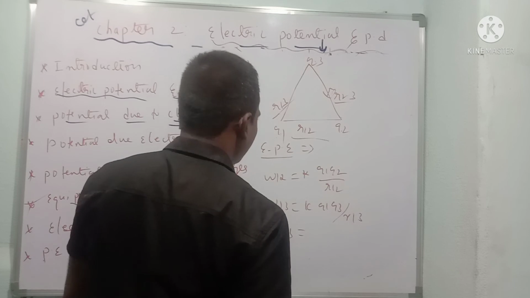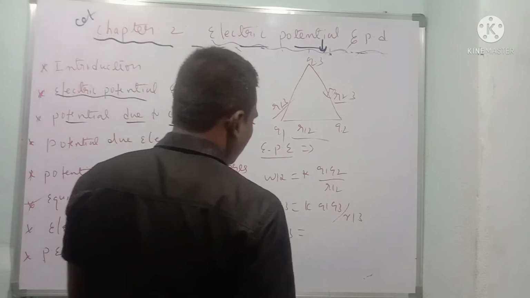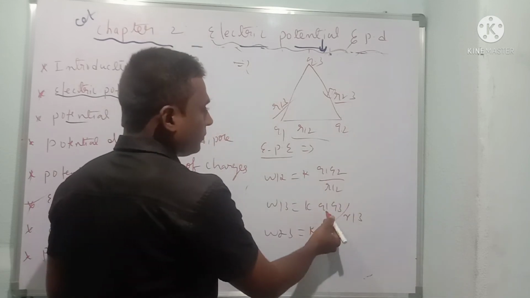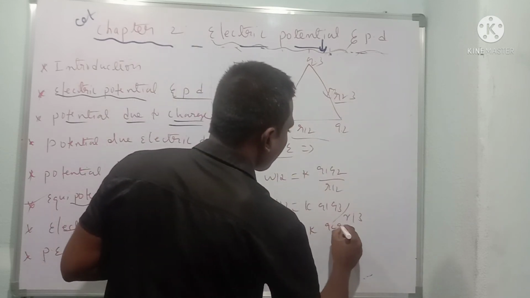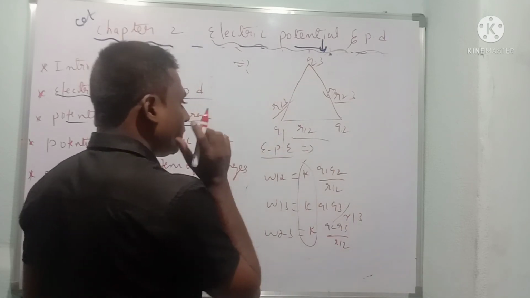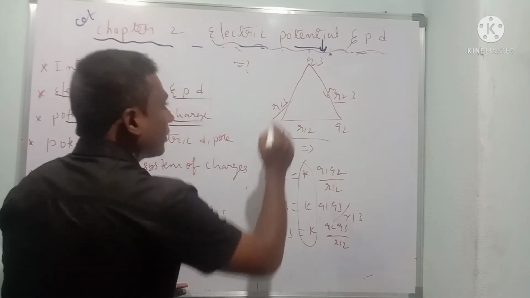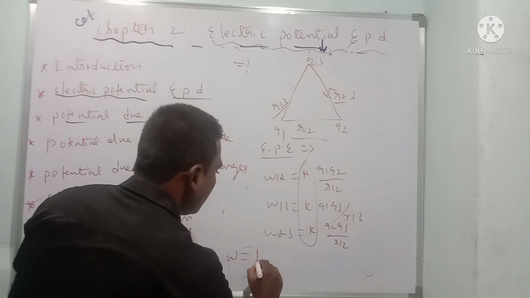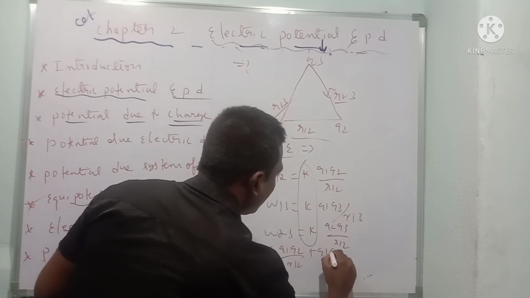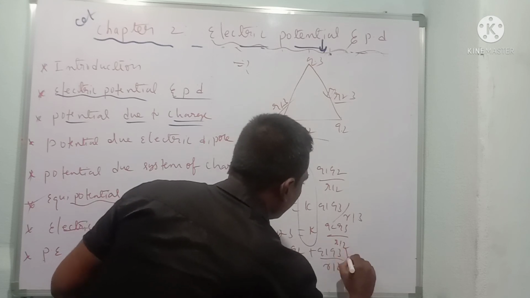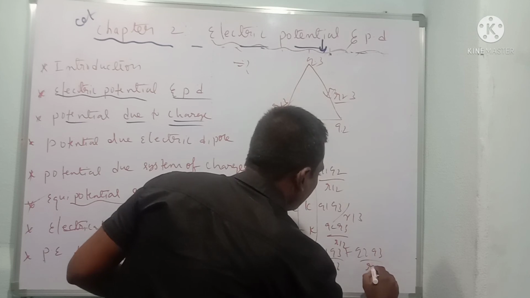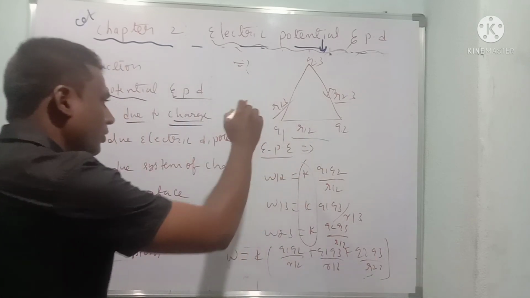The amount of work done is nothing but potential energy, children. So this potential energy is K into Q2 Q3 divided by R23. If I take K as a constant, I get the expression for the total electric potential energy: K into Q1 Q2 divided by R12, plus Q1 Q3 divided by R13, plus Q2 Q3 divided by R23. This is about these topics.